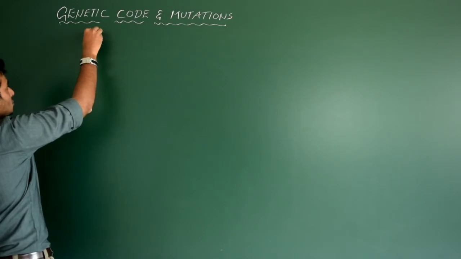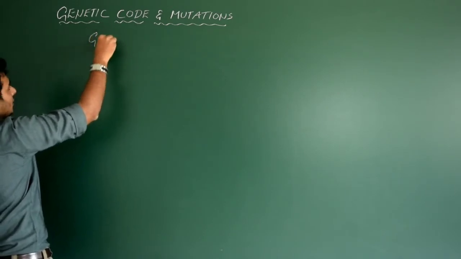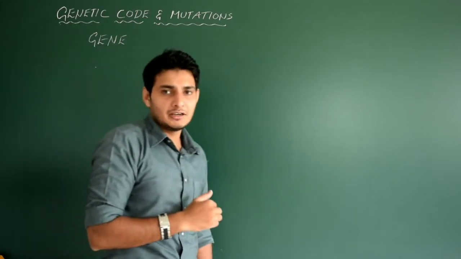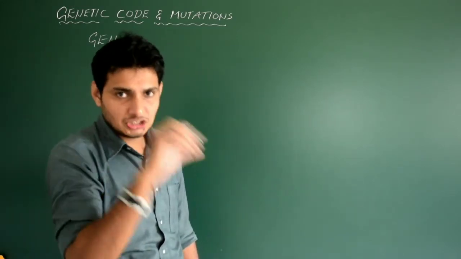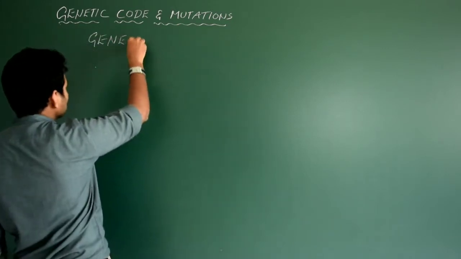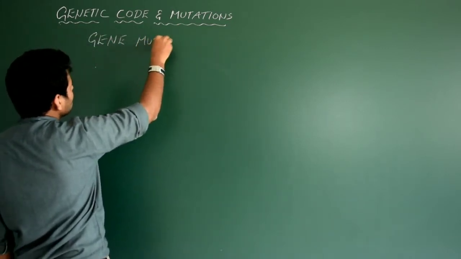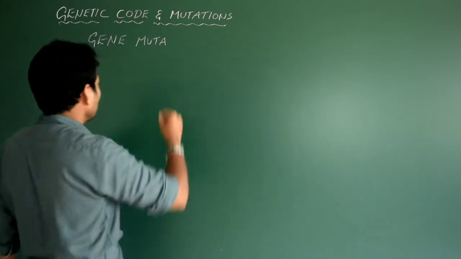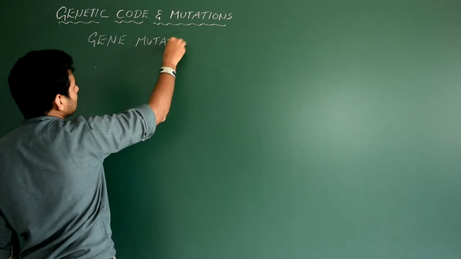Very important. There are two types of mutations. One is if the mutation occurs within the gene or segment of DNA which produces a polypeptide chain, that is called gene mutation. That means mutation occurred due to some changes in the bases or base pairs.